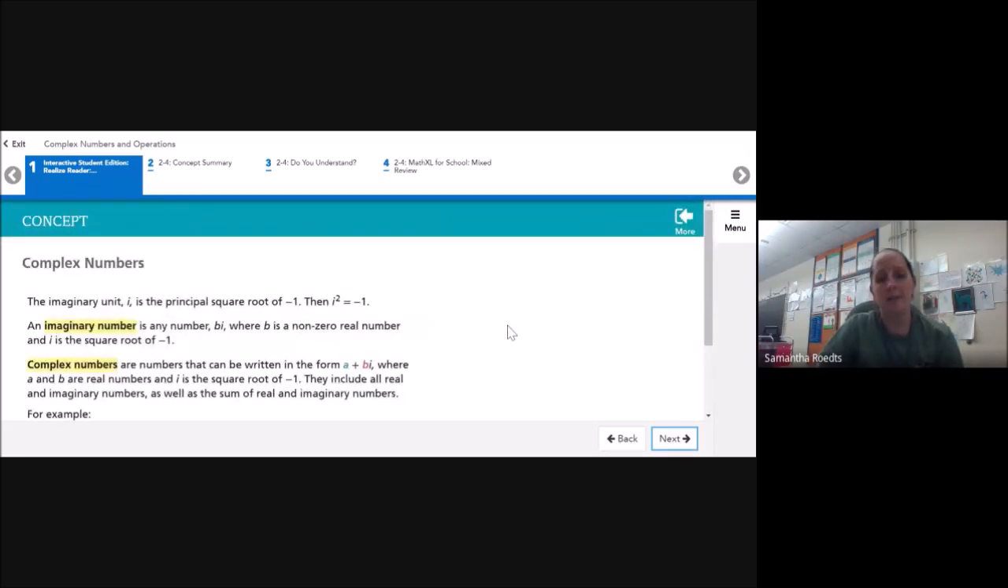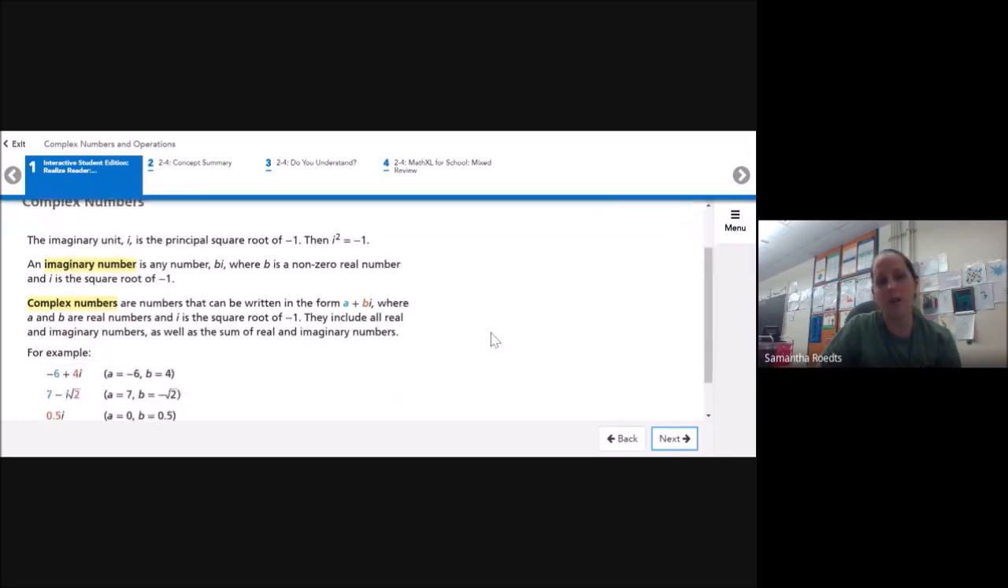All right, the concept: complex numbers. The imaginary unit i is the principal square root of negative 1. Then i squared equals negative 1. An imaginary number is any number b times i, where b is a non-zero real number and i is the square root of negative 1. Complex numbers are numbers that can be written in the form a plus bi, where a and b are real numbers and i is the square root of negative 1. They include all real and imaginary numbers, as well as sums of real and imaginary numbers.